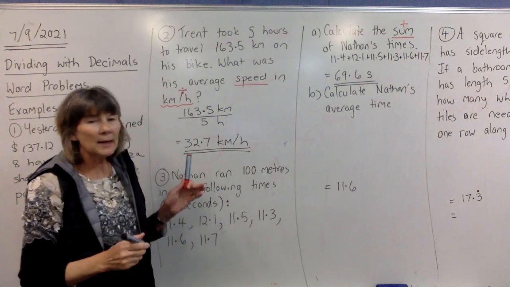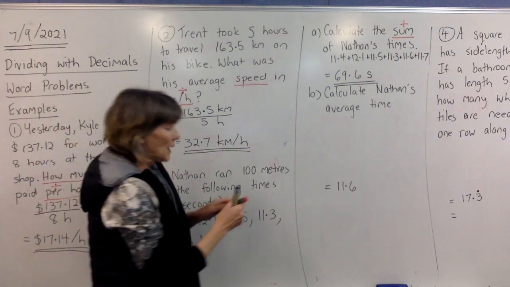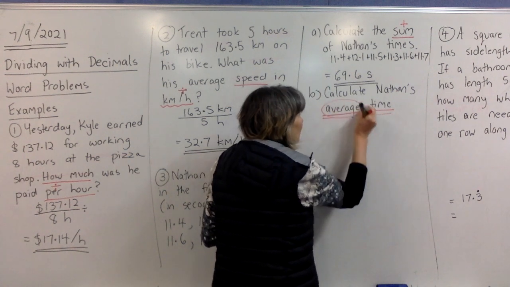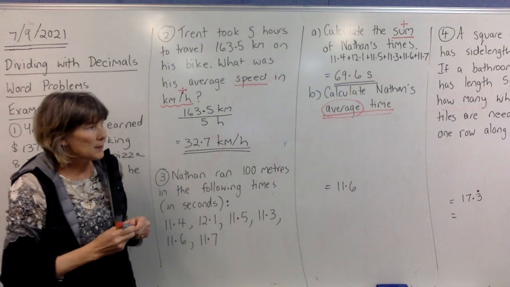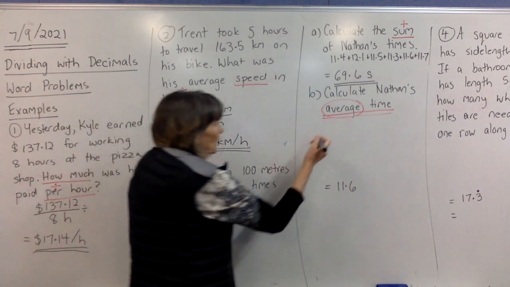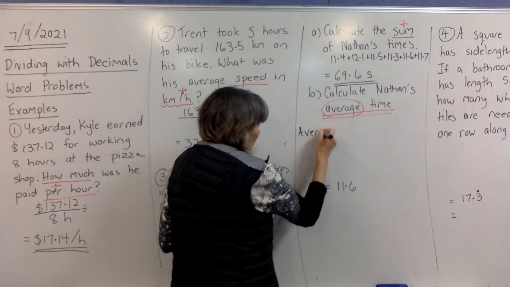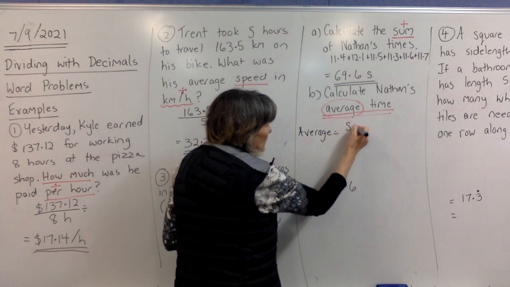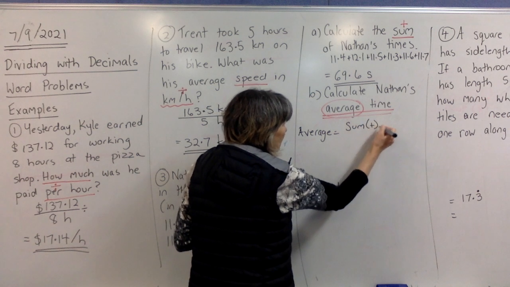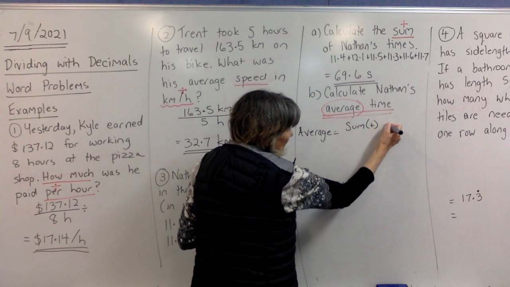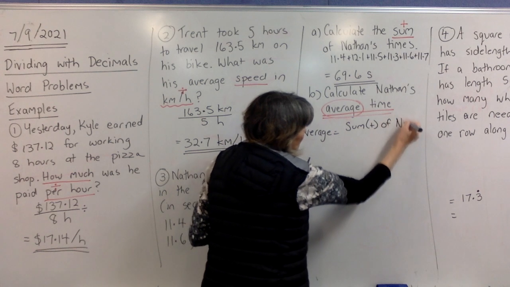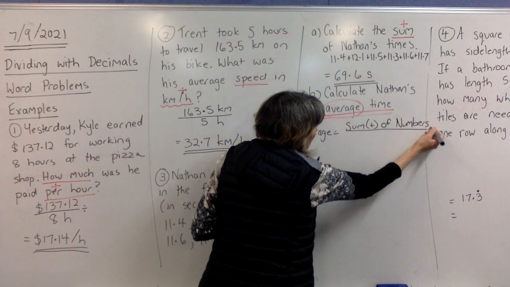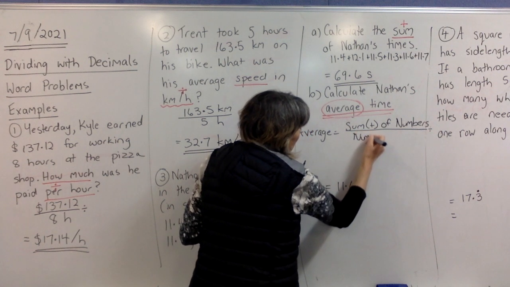All right, now, in the next question, it says calculate Nathan's average time. Okay, now we are finding an average this time. Okay, so to find an average, we're going to total up, or get the sum. In other words, we're going to add all of the times, the sum of the numbers. In this case, they are times. And then we're going to divide by the number of numbers.